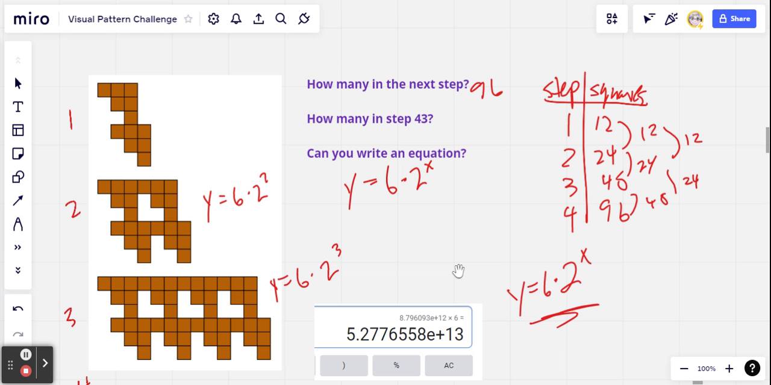Well, how did that go for you? Did you see that this was an exponential pattern? That's a pretty tough thing to see in the beginning. Did you get 96 for step number 4? Did you come up with this kind of an equation? Not an easy thing to do.